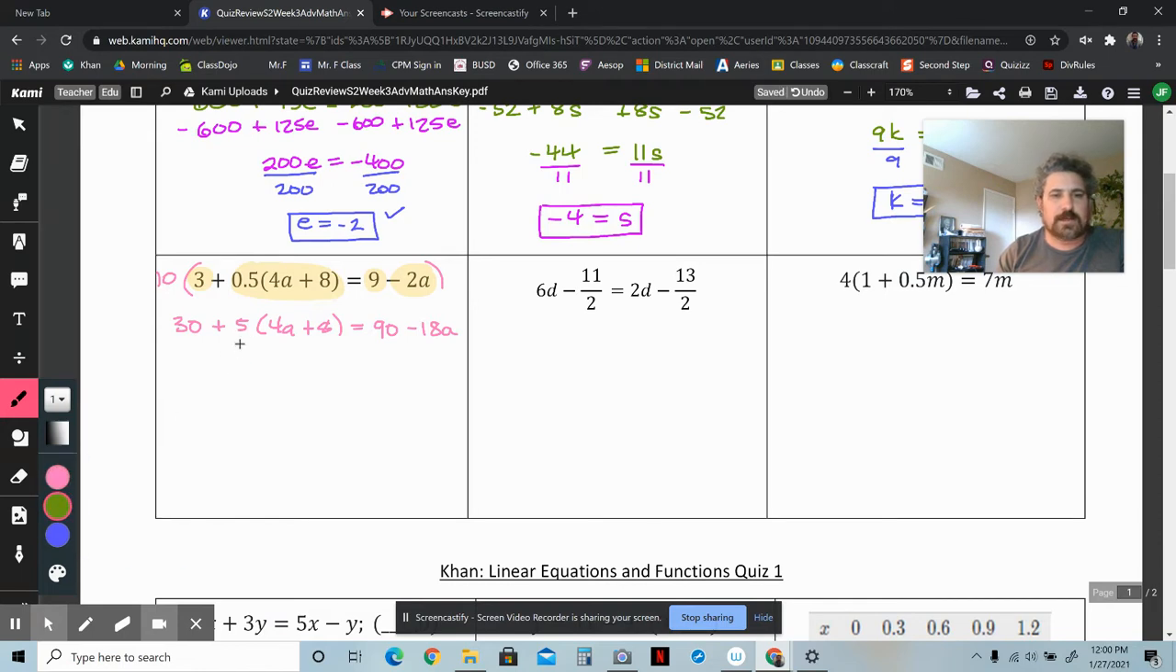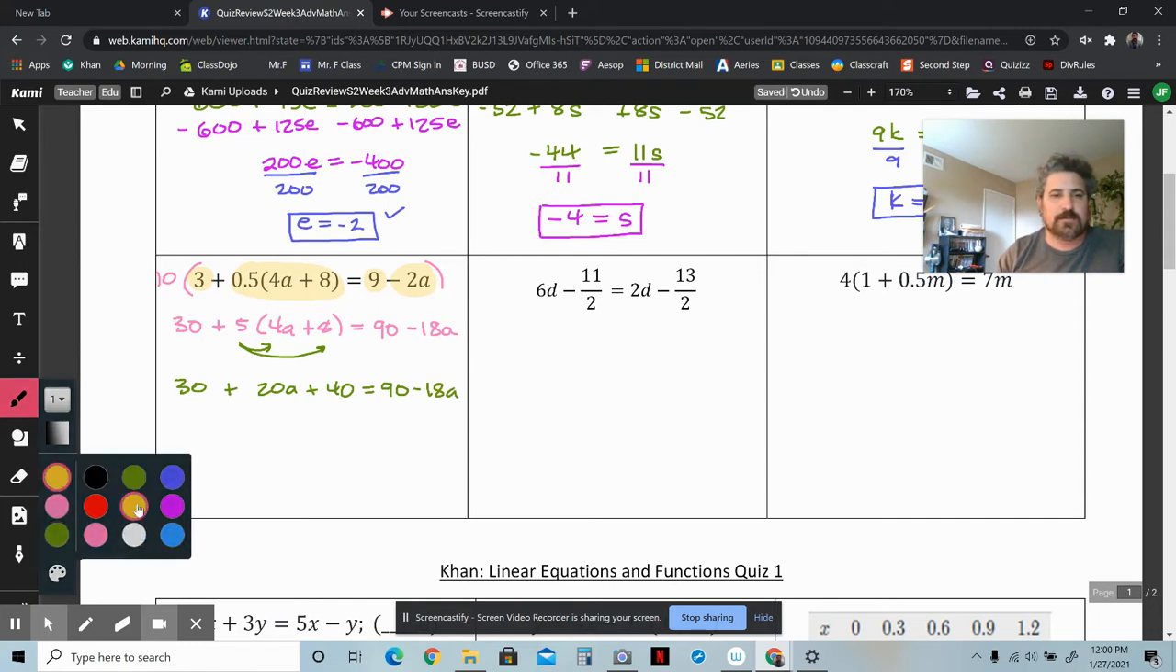So what I would do next is I would distribute through the parentheses. We can see that this is 30 plus 20a, because 5 times 4a is 20a, and 5 times 8 is 40, so plus 40 is equal to 90 minus 18a's. And then you're going to want to combine like terms. So you've got 30 and 40 that can be combined. So you get 20a plus 70 is equal to 90 minus 18a.